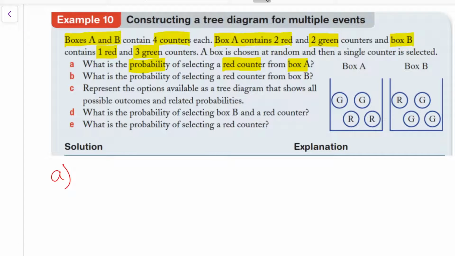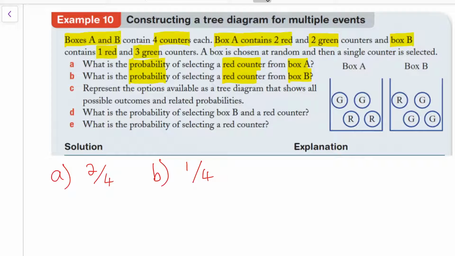So if I'm going to pick a red counter from box A, that means I've got 2 red counters in box A, and there's a total of 4 counters in that box, so it's 2 over 4. What's the probability of me picking a red counter from box B? So it's just box B. Well, there's only 1 red counter in box B out of a total of 4 counters, so it's a quarter.